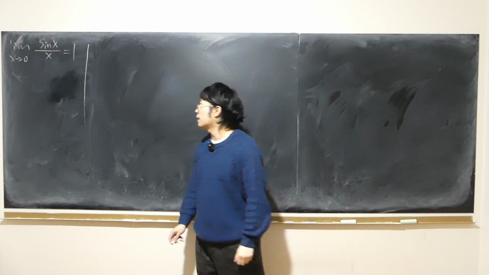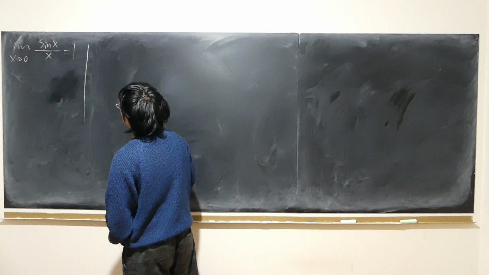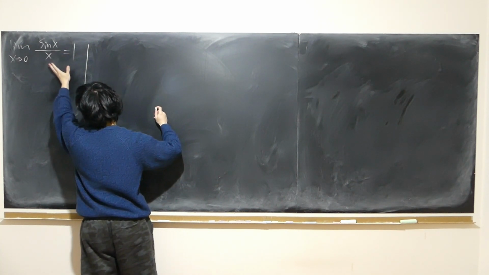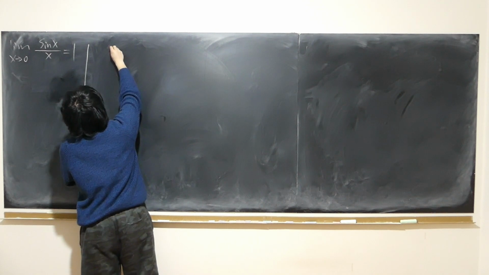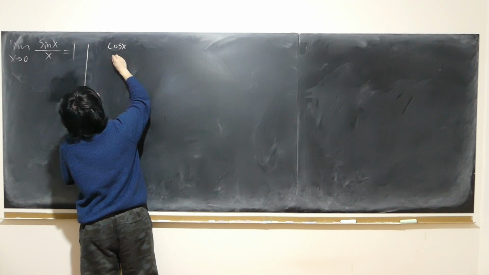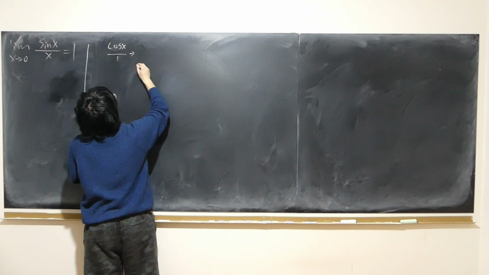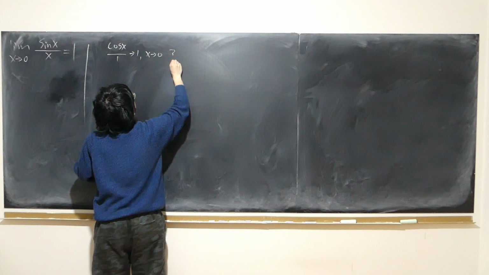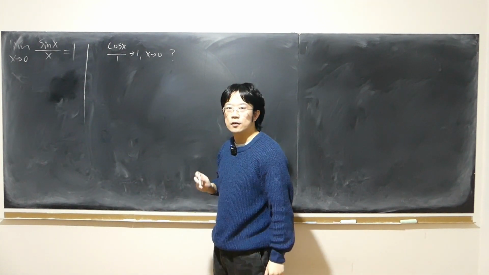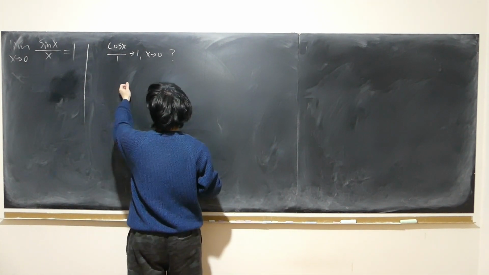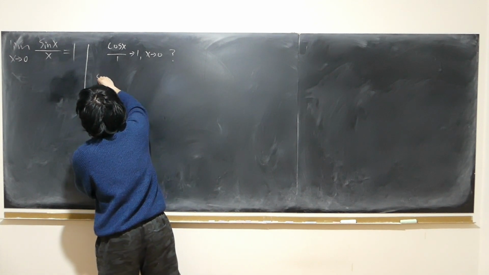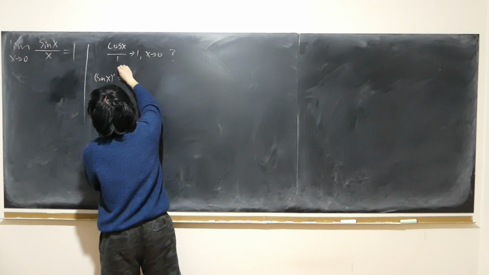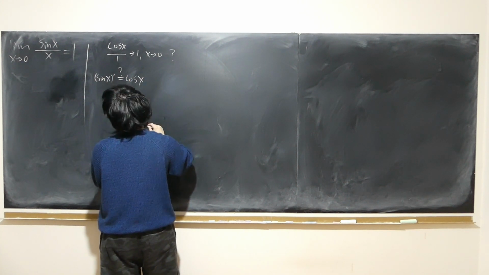Why is the limit of sine of x over x equal to 1 as x approaches 0? Is it because of L'Hopital's rule? Once we see the 0 over 0 type, differentiate top and bottom, and we get cosine x over 1, approaching 1 as x approaches 0. Okay. Logically, it's wrong. It's a cyclic proof, because how do we know that the derivative of sine x is cosine x? How do we know that?